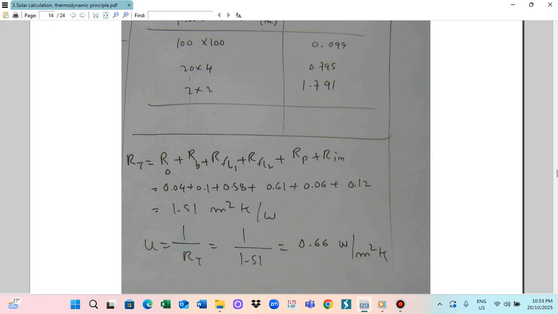Normally this construction is in a vertical position, the position for the wall. It's vertical. So this is vertical construction. So the direction of heat flow will be horizontal.